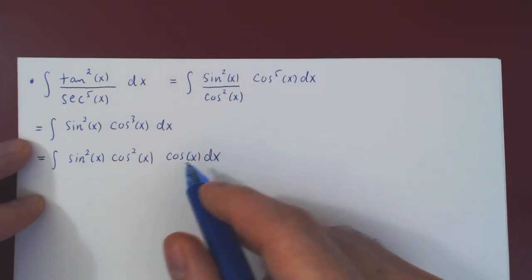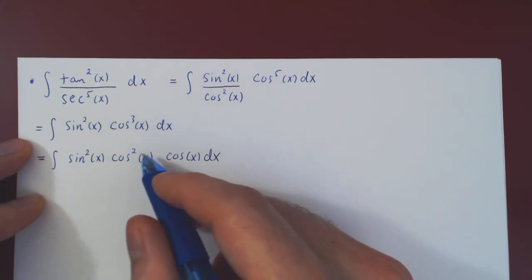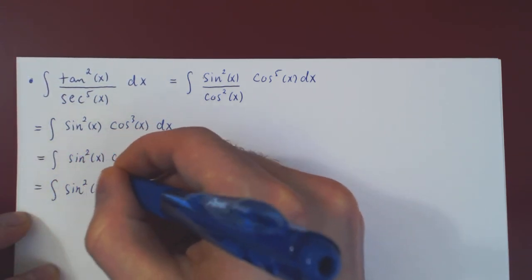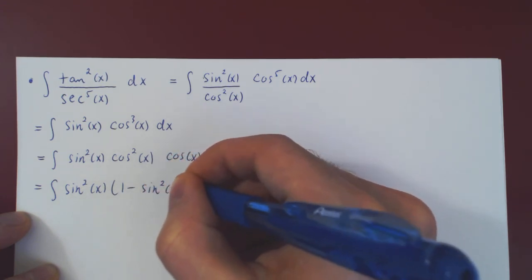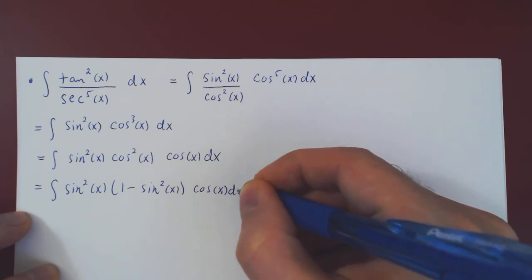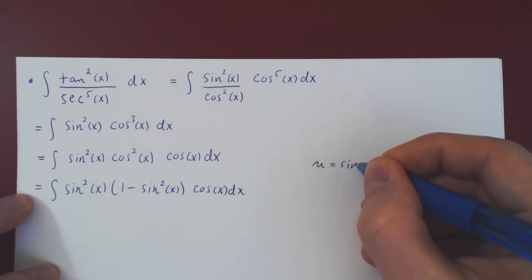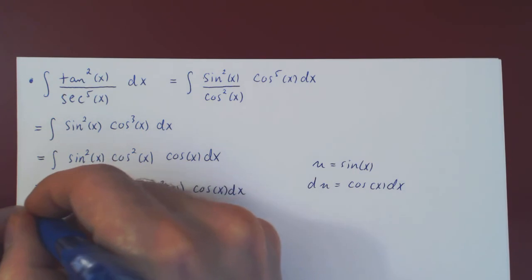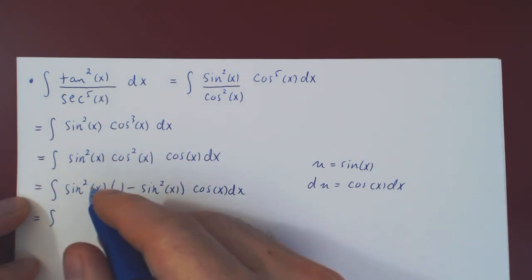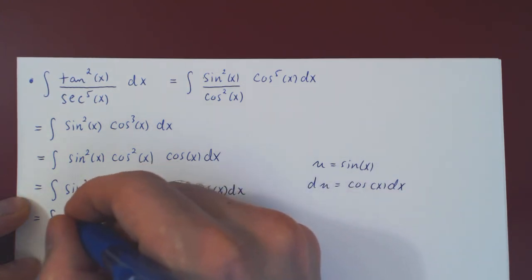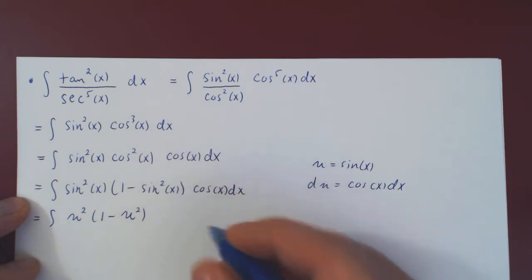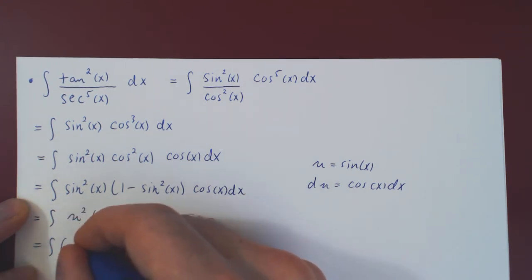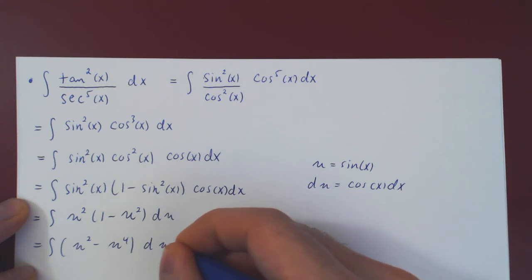And because we factored the cosine, we want everything else to be a function of sine, so we'll just replace cos squared by 1 minus sine squared. And of course, then we'll let u be sine of x. The differential du will be cos of x dx. And we're left with a simple polynomial. U squared, 1 minus u squared, and cos of x dx is simply du. We can multiply out. Use the power rule.